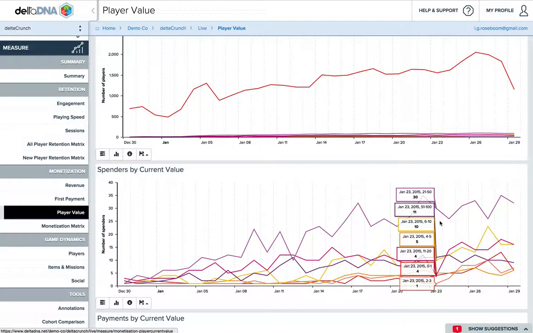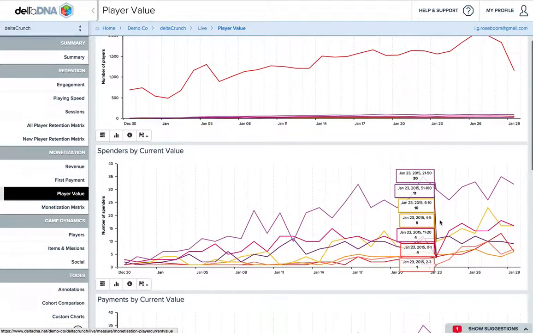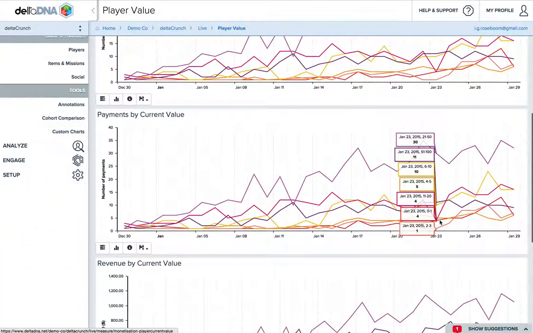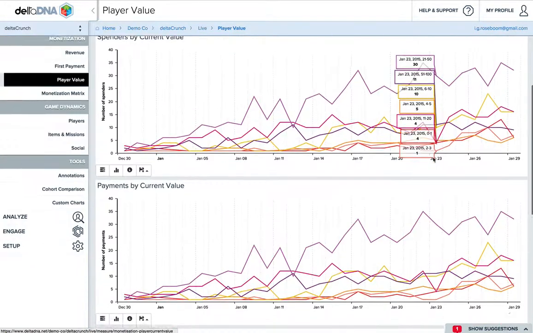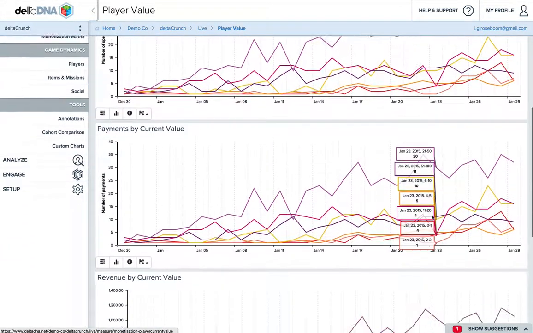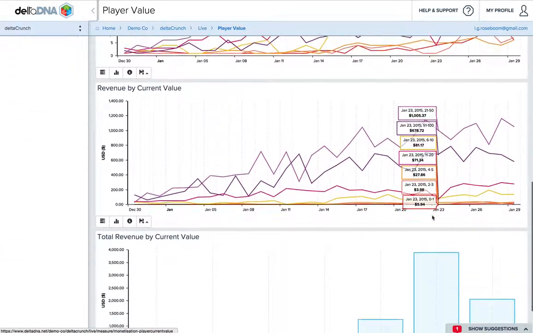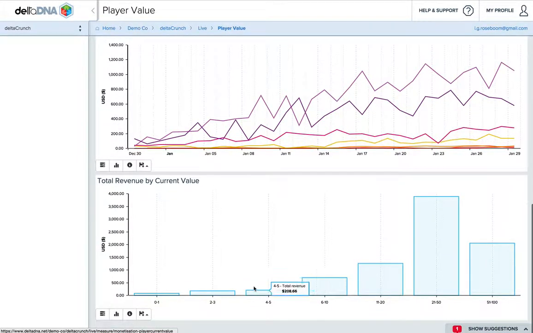I should point out this is their total value to date. So what we're looking at is the distribution of, on any given day, what was the cumulative value of the players up to that point in their life. So we have the spenders and the total number of payments by current value, as well as the revenue by current value. And then what's possibly more useful is the total revenue by current value.